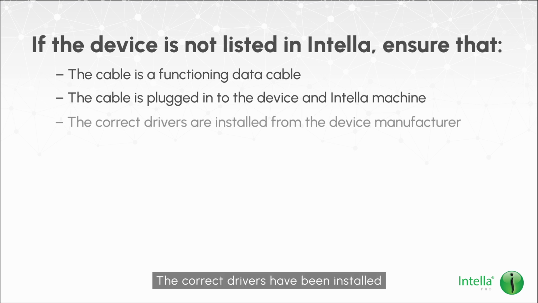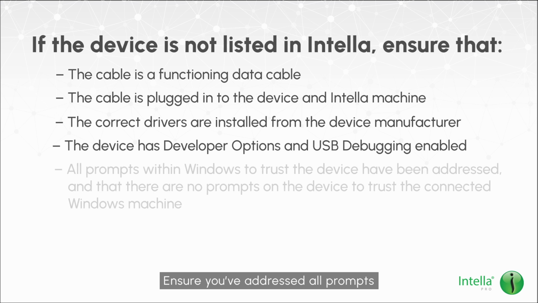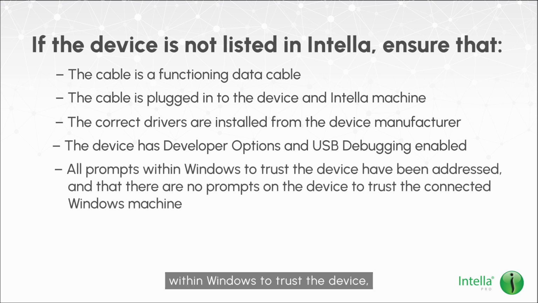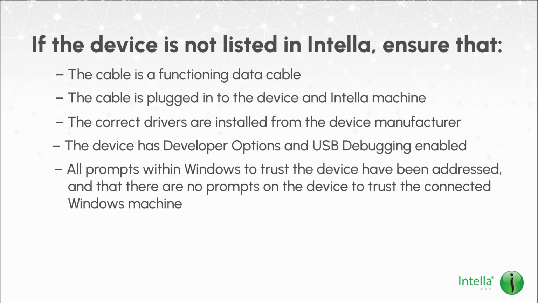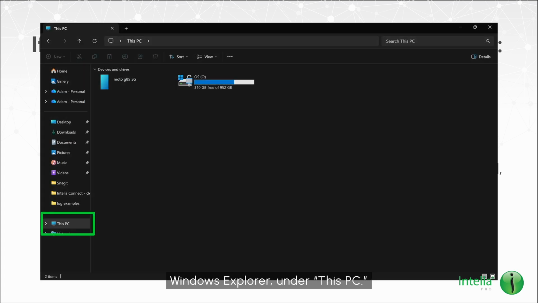The correct drivers have been installed from the device manufacturer, and the developer options and USB debugging are enabled. Ensure you've addressed all prompts within Windows to trust the device, and that there are no prompts on the device to trust the connected Windows machine. Also ensure that the device is visible in Windows Explorer under This PC.